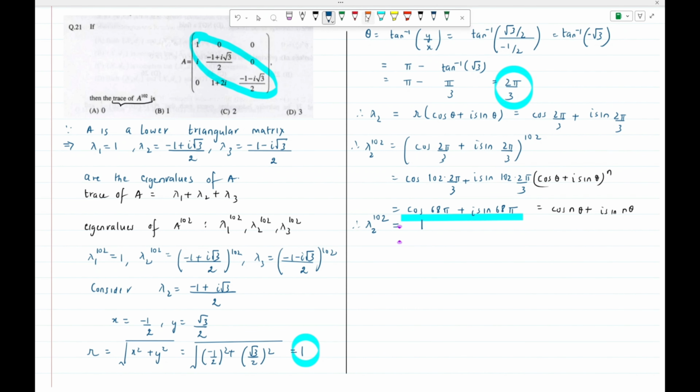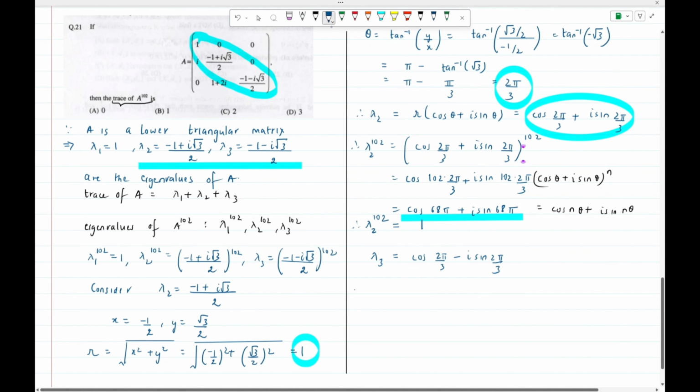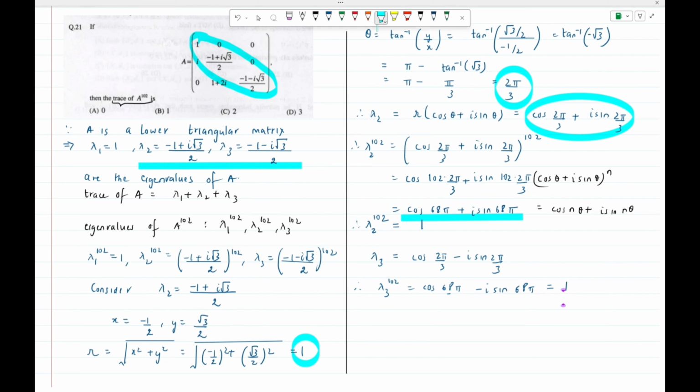Now since lambda 2 and lambda 3 are complex conjugates of each other, we can directly write down its polar form as lambda 3 is equal to cos of 2 pi over 3 minus i times sine of 2 pi over 3. We are using this expression from lambda 2. And for the next part, taking the 102nd power, we'll get lambda 3 raised to 102 is equal to cos of 68 pi minus i times sine of 68 pi, and this is again going to be 1. Thus we have got all three eigenvalues of A raised to 102: the first one being 1, the second one being 1 again, and the third one being 1 again.